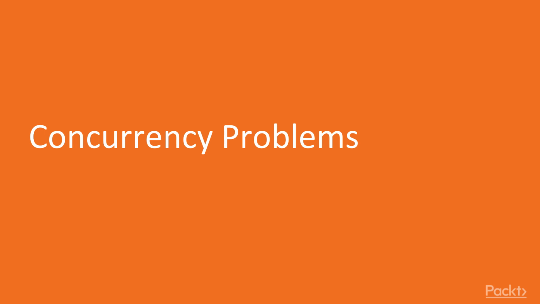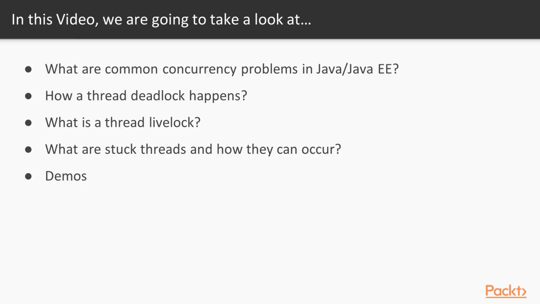In this video, we are going to take a look at Java EE concurrency problems. What are the most common concurrency problems in Java and also Java EE? How can a thread deadlock happen? What's a thread livelock compared to a deadlock? When do threads get stuck? Followed by demos for each of these situations.